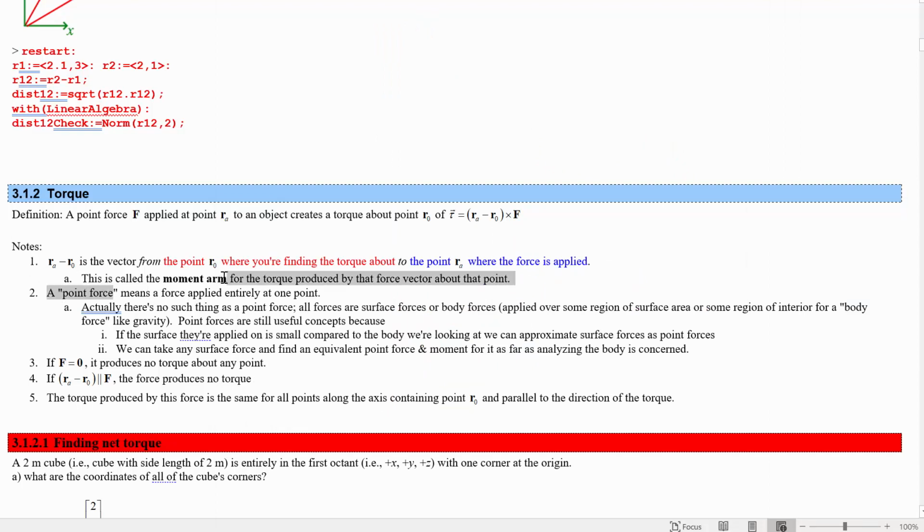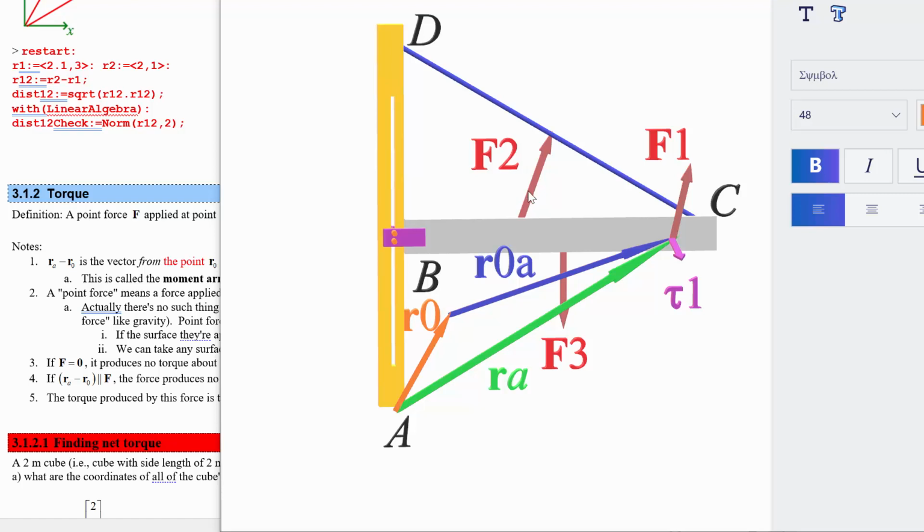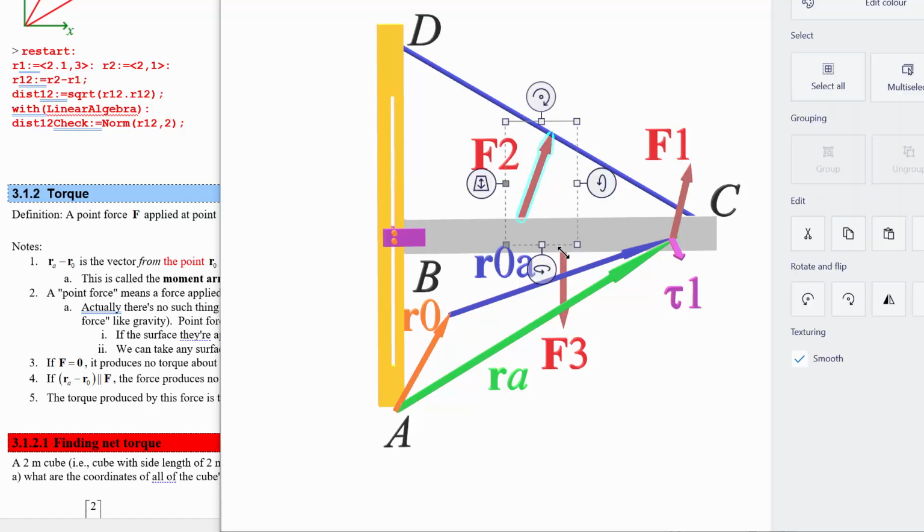So we talked about moment arm. This is the distance, this displacement vector from where you're finding the torque to where the force is applied is called the moment arm. Cross that with the force to get the torque the force produces about that point you're finding the torque. Point force means a force applied entirely at one point. That's what we are drawing when we draw these forces. We say it's just applied right there, point force right there, point force right there.